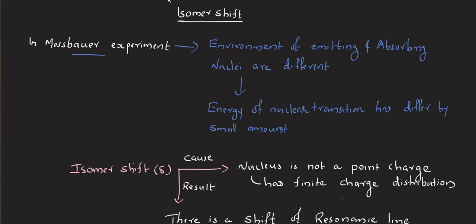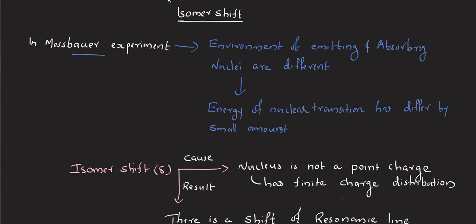So, suppose the environment of emitting and absorbing nuclei are different, then the energy of the nuclear transition h nu differs by a small amount. That is, there is a small shift in the energy of nuclear transition that is observed in the Mossbauer spectrum. That is called isomer shift. The main reason for isomer shift is that the environment of emitting and absorbing nuclei are different.